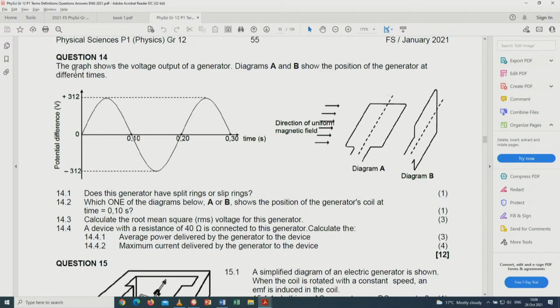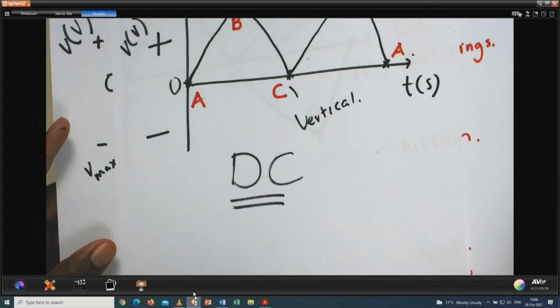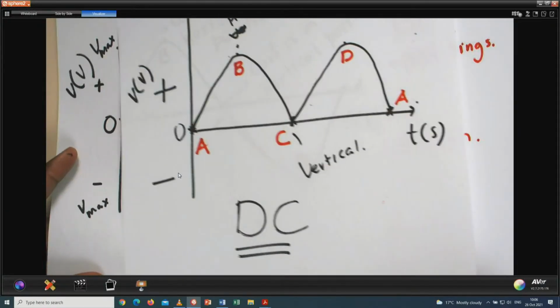Now, if you are looking at question 14, it says the graph shows the voltage output of a generator. Diagrams A and B show the position of the generator at different times. Now, when you have a generator, there are two possible graphs that you can expect.